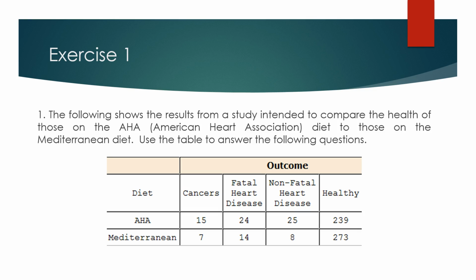This table breaks up people into what diet they were on. The AHA is the top row, the Mediterranean is the bottom row. And then within that, it has whether or not they were diagnosed with cancer, fatal heart disease, non-fatal heart disease, or if they were deemed healthy. So we're going to use this to answer the following questions.